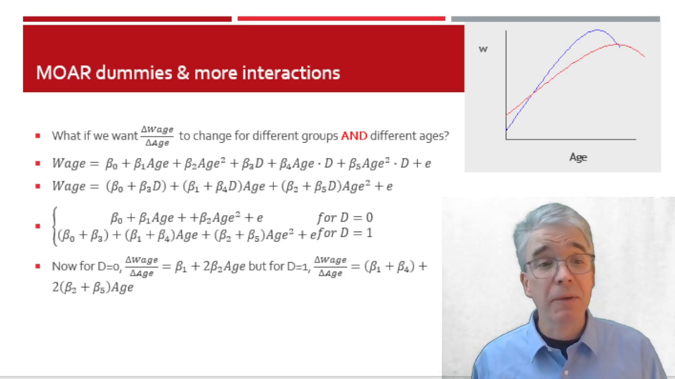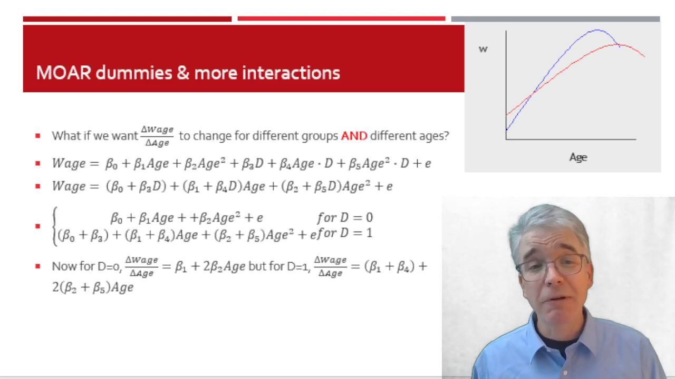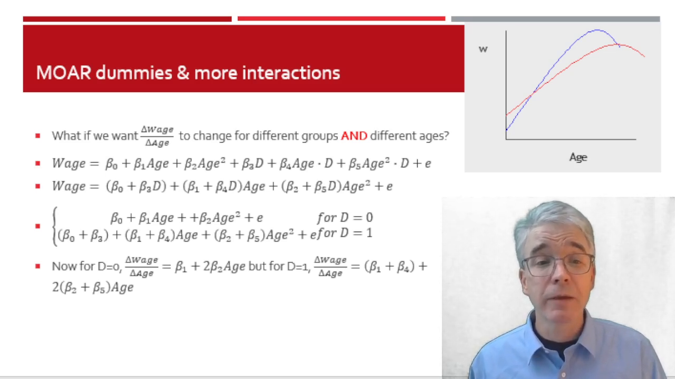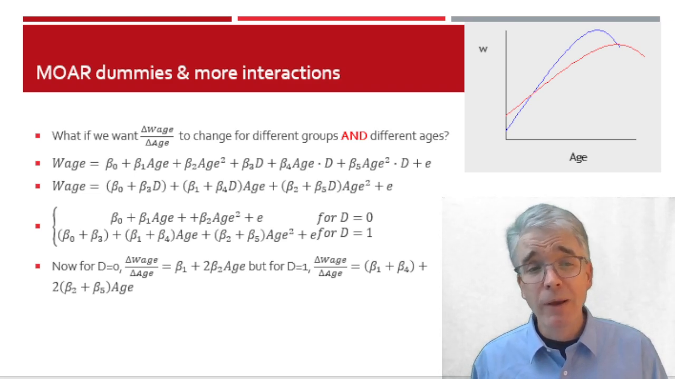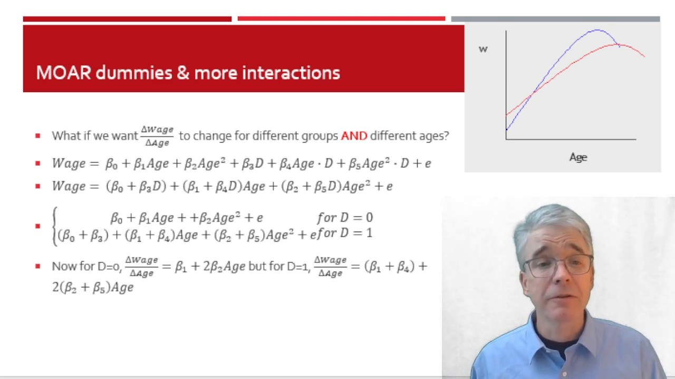They could be the same if beta 3, beta 4, beta 5 are all equal to 0. And we just talked about how to test restrictions on multiple regression coefficients to assess how strong is that restriction. Perhaps the two groups have very similar wage age profiles. Or perhaps they're different. We let the data tell us.